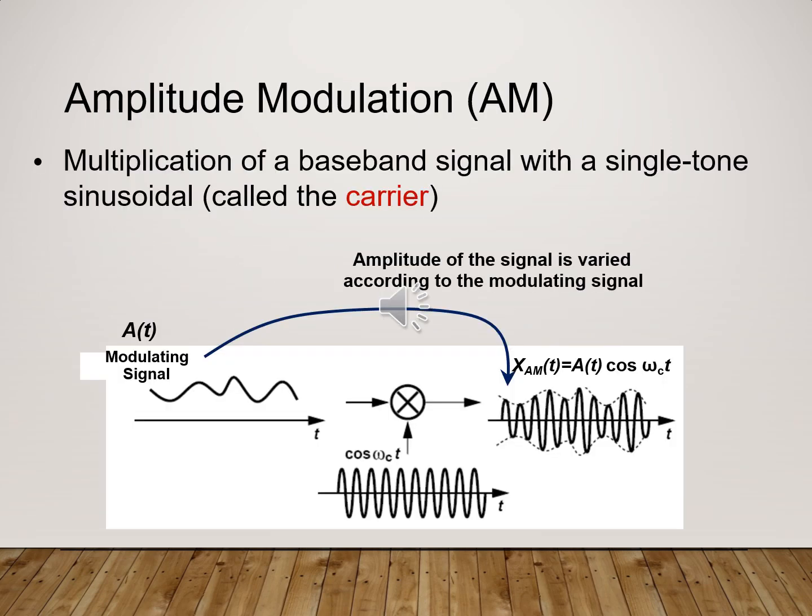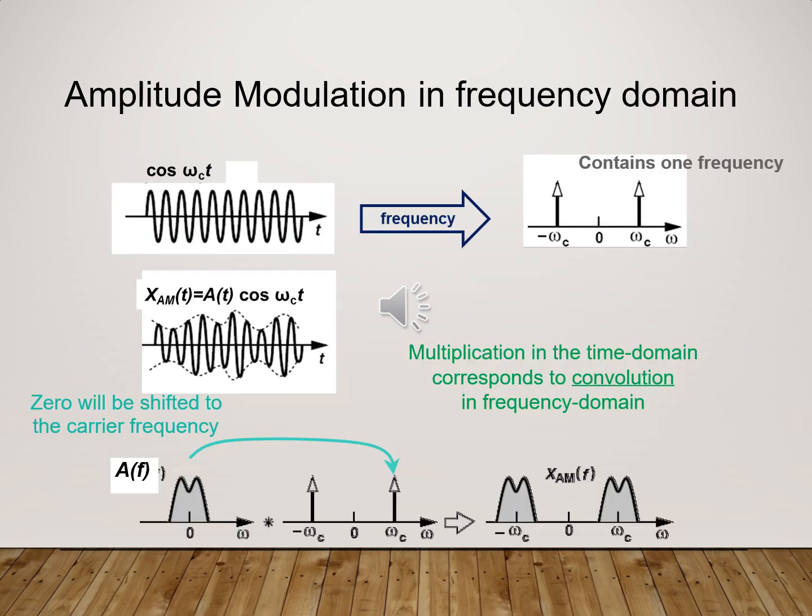Amplitude modulation, I believe most of you know what it is: multiplication of a baseband signal with a single tone sinusoidal called the carrier. So we have the modulating signal, we have the carrier, and we multiply these two signals to come up with amplitude modulation. It's very important to study amplitude modulation in the frequency domain.